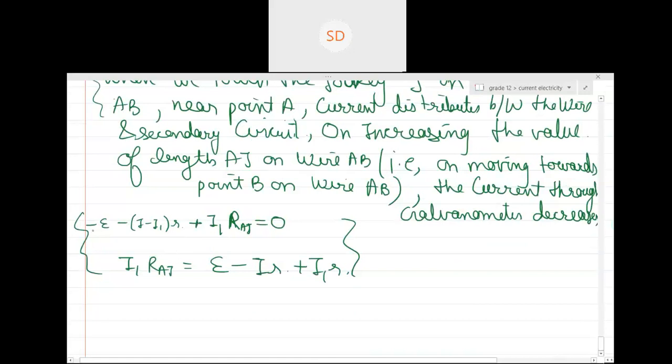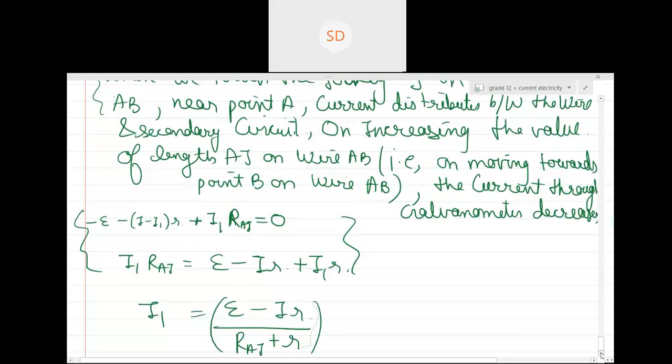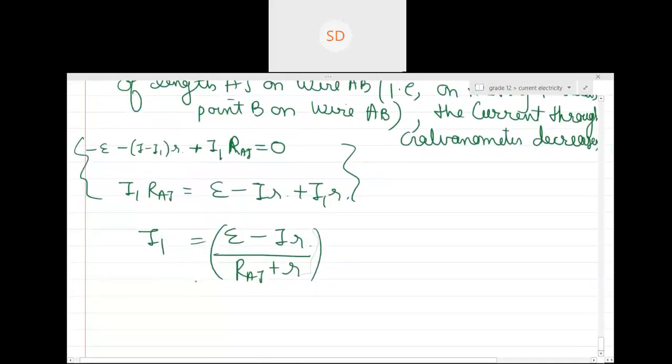So, guys, you made this Kirchhoff's equation. Can you see I1 into R is equal to E minus IR plus I1R? Can I say I1 will be equal to E minus IR upon RAJ plus R? Yes or no, guys? So I1 is basically this. I minus I1 will be equal to I minus I1.